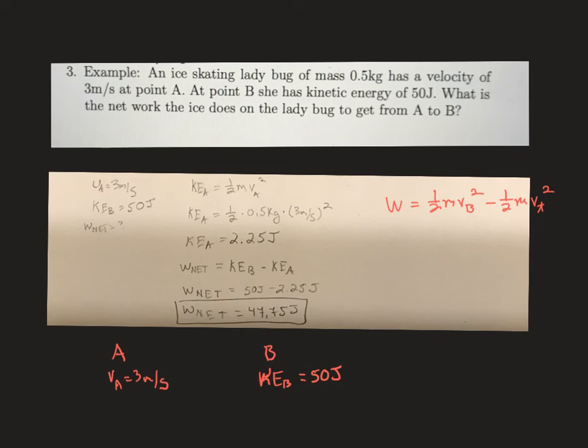So I found the kinetic energy at point A to be 2.25 joules, and I know that work is equal to the kinetic energy final, or at point B, minus the kinetic energy initial, or at point A. So I took 50, because that was the kinetic energy at point B, minus the kinetic energy, or the 2.25 joules, at point A. So the work done would be 47.75 joules.